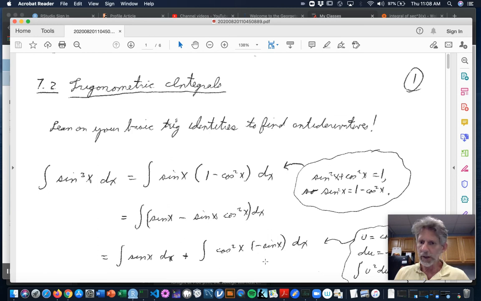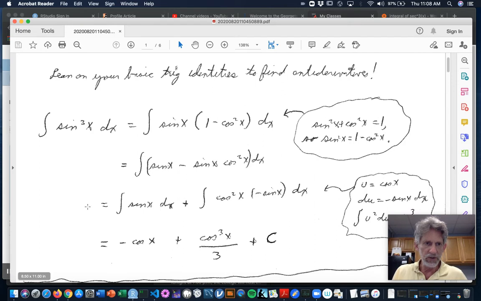Hey everybody, Dr. White here, talking about some more tricks for finding antiderivatives. This topic is trigonometric integrals. What they mean really is that you're going to lean heavily on your basic trig identities that you've learned from pre-calculus in order to make some substitutions to find antiderivatives. So let's just start off with some examples.